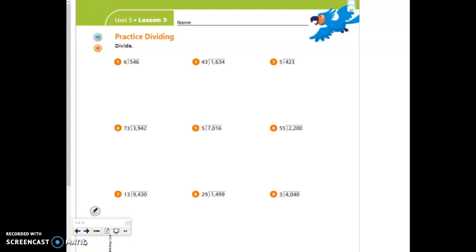It is Unit 5, Lesson 5, starting on page 222 in your workbook. And today is literally just a practice day. I mean, you can see it at the top of this page, practice dividing. So I'm not going to go through all the problems on the page because there are a bunch of them here, but I am going to go through the first couple just to really reinforce the process.